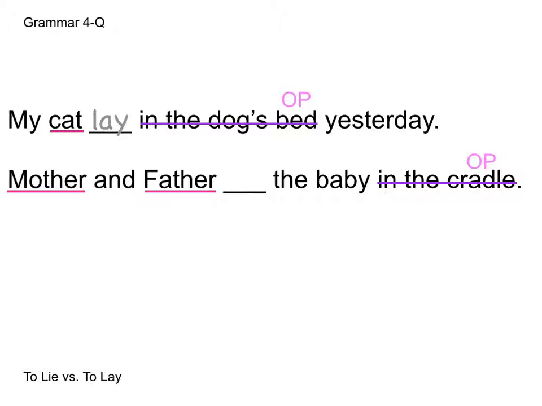Mother and father, we have a plural subject. And of course, baby is our direct object. Now that we've labeled all of that stuff, we know that the correct answer is going to be lay. Mother and father laid the baby in the cradle.